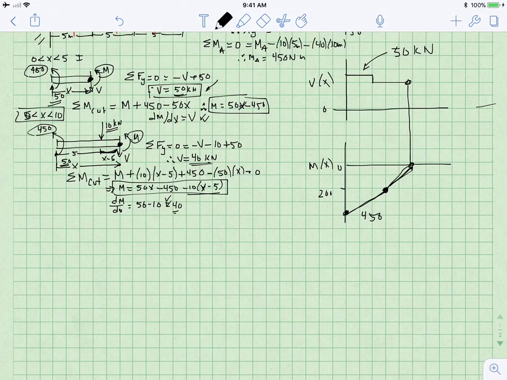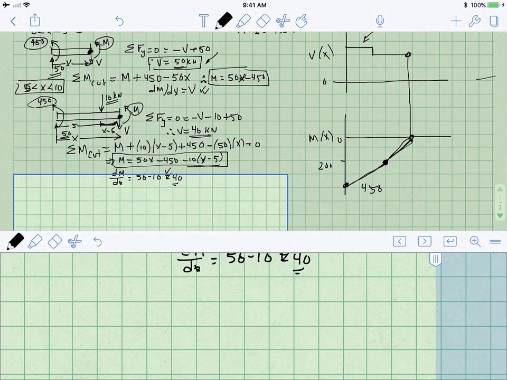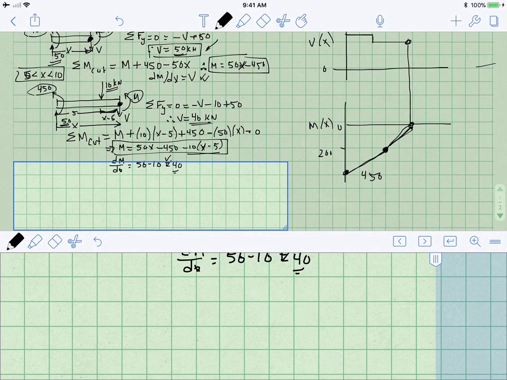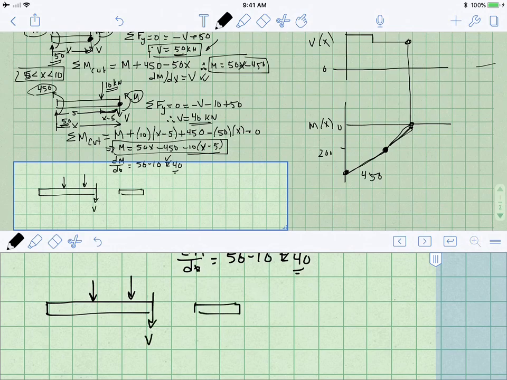All right, so let's go to region 3 of the beam. Why don't you see if you can do this on your own, hit pause, do region 3 and then come back. So for region 3, we have a choice of two things. We can look at the left-hand side of the beam, or we can look at the right-hand side of the beam. If we look at the left-hand side of the beam, shear is down, moment goes like that. On the right-hand side of the beam, shear will be up and moment will be like that.